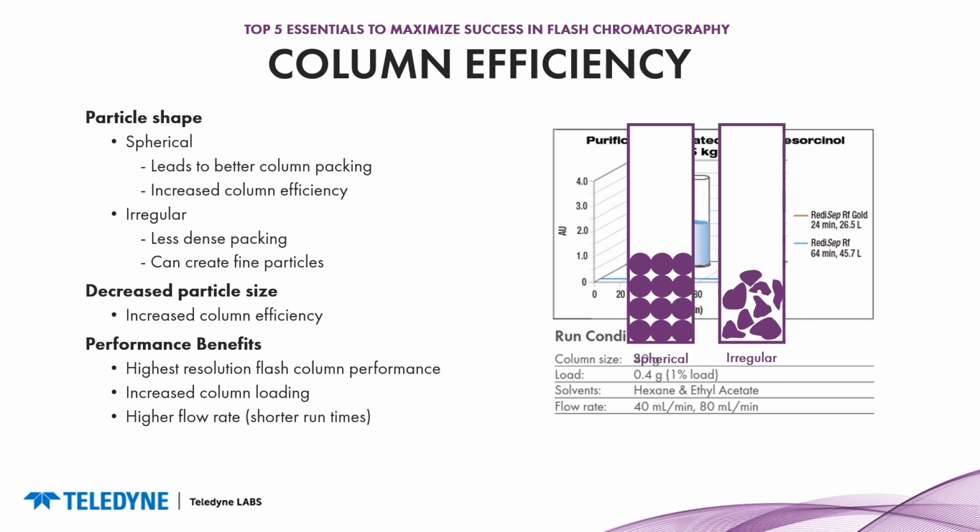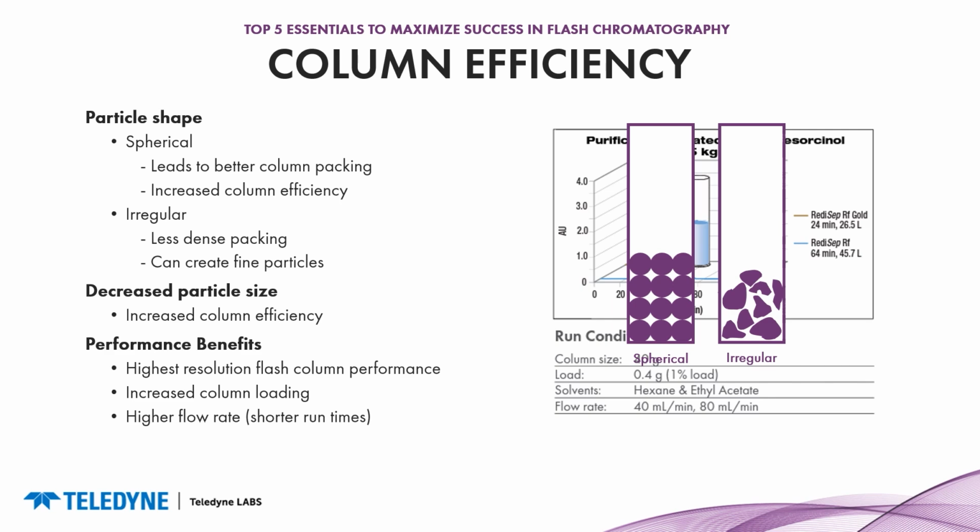Another thing that's going to increase column efficiency is decreasing your particle size. So the smaller the particle size, the better. And this again goes down to surface area. The smaller the spherical shape of your media, that's going to increase your surface area, again increasing the chances of your compound interacting with that stationary phase.